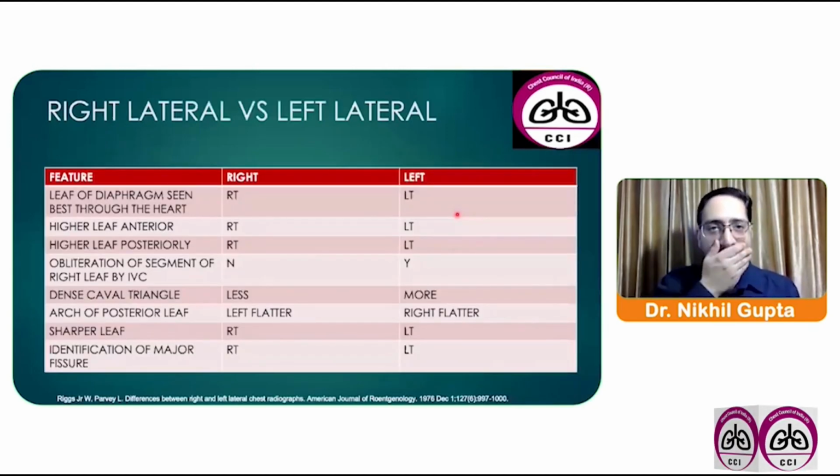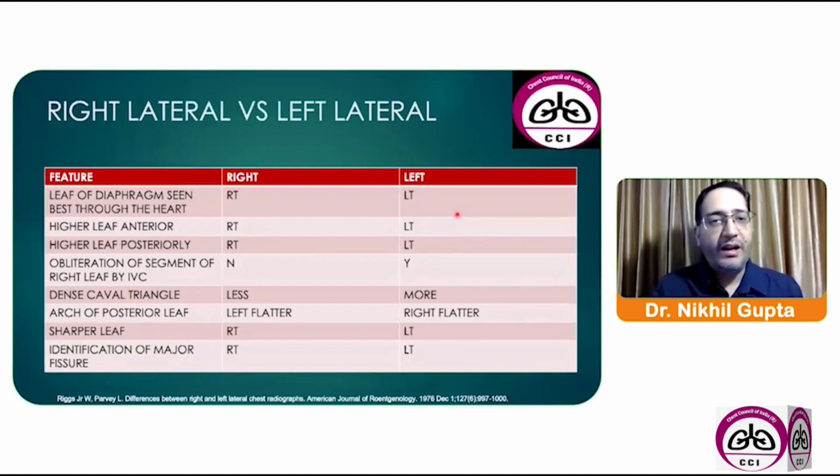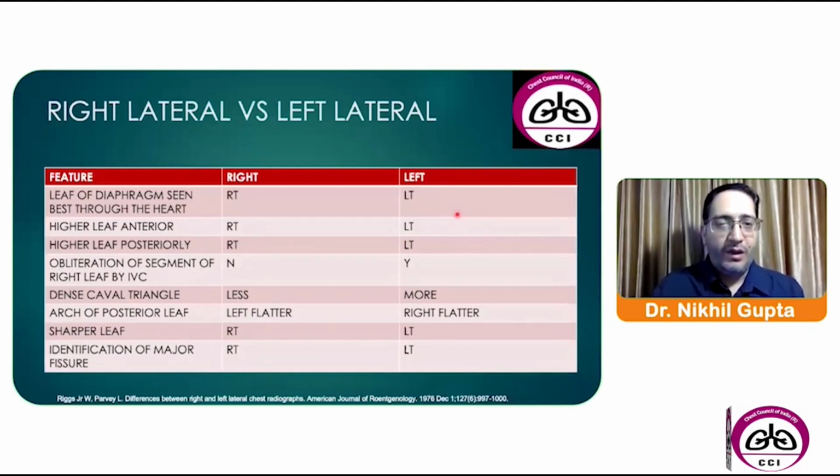How to differentiate between left lateral and right lateral film. The leaf of the diaphragm seen best through the heart: on right lateral, it is the right; on left lateral, it is the left. The higher leaf, anterior and posterior, in the right lateral is right, and in the left lateral is left.